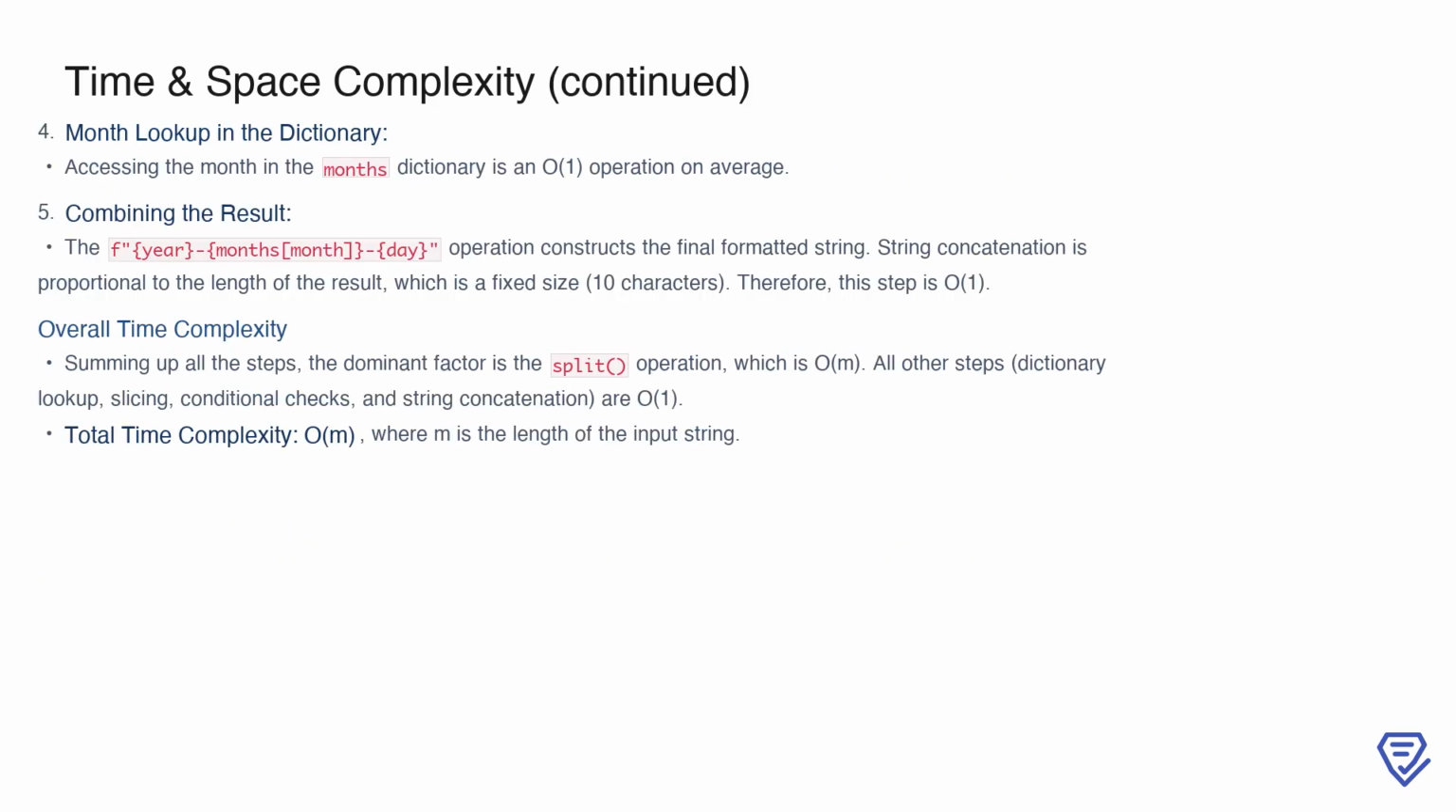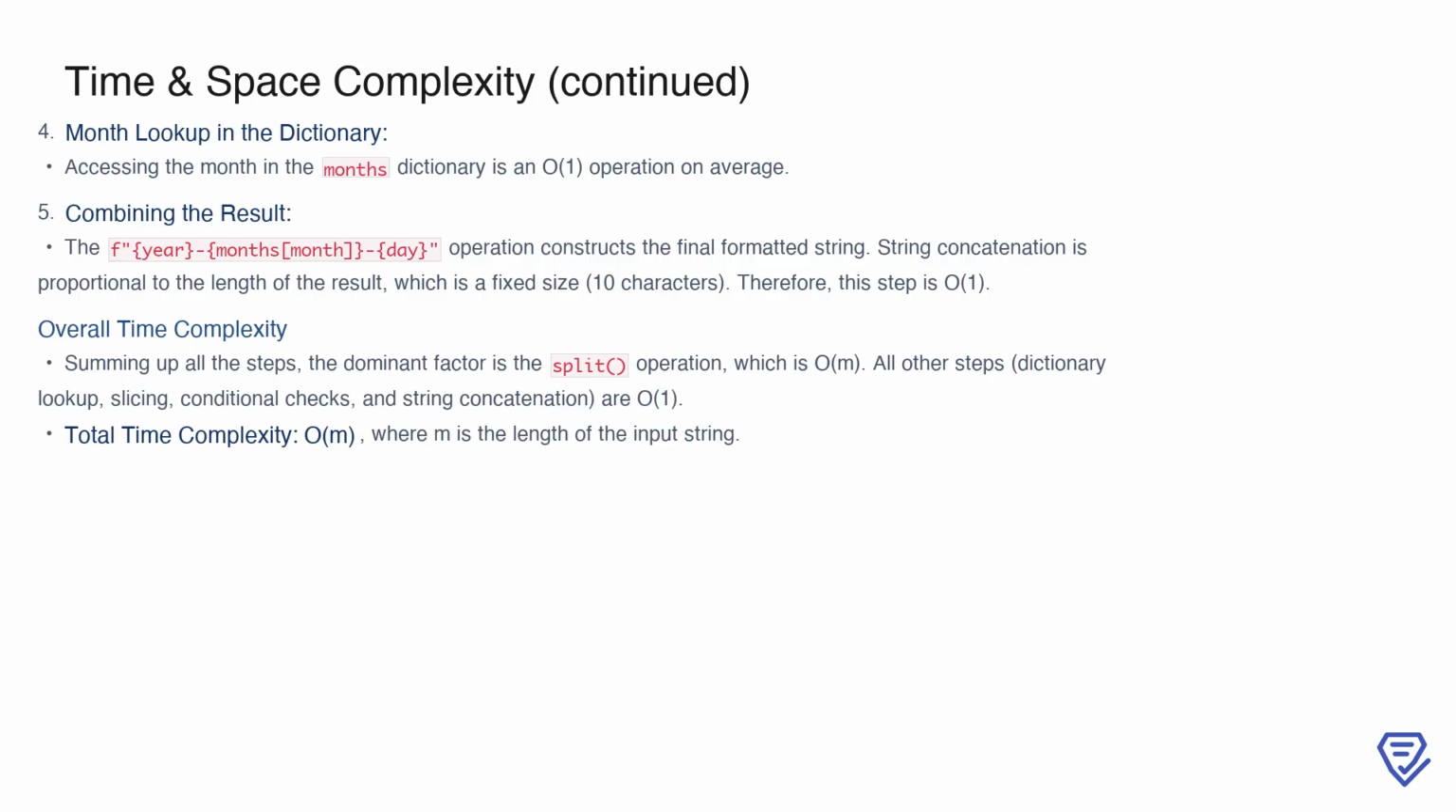Now, let's analyze the time complexity of the remaining steps. For the month, we perform a lookup in the months dictionary to retrieve the corresponding numerical value. As mentioned earlier, dictionary lookups are O(1) operations on average, so this step is extremely efficient. Then, we construct the final output string in the format YYYY-MM-DD using an f-string. This operation involves concatenating the year, month, and day strings, which have fixed lengths. Since the resulting string always has a length of 10 characters, the time required for this concatenation is O(1).